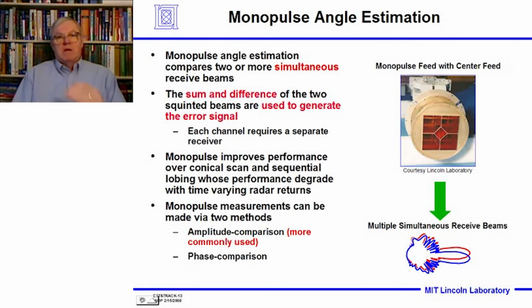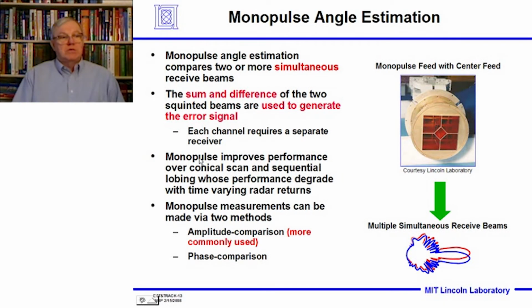process the sum and difference of two squinted beams, two beams that are off angle, that are pointed towards the target, and they're used to generate what we call an error signal. I'll go into what that is in a little more detail later on in the view graph. And that error signal from each channel is going to require a separate receiver.